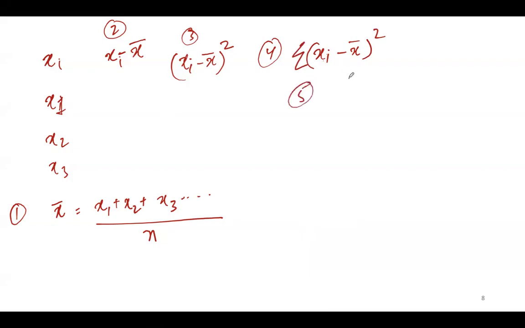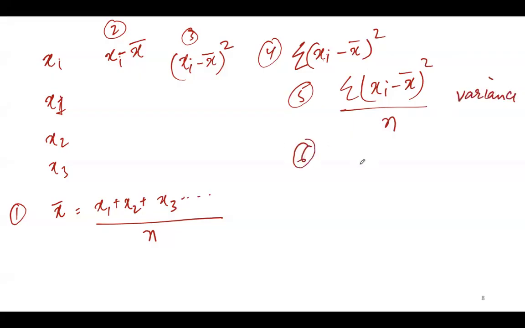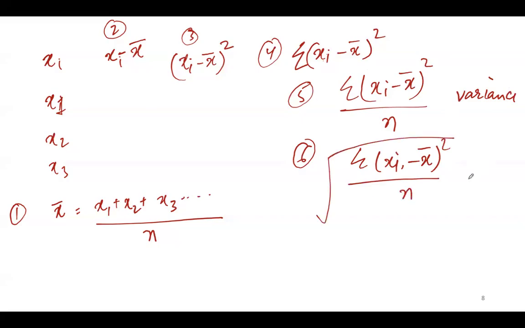And then the fifth step is whatever this value came, you divide it by n. Now this is going to give you the variance. And finally, for the sixth step, you can take a square root of this thing. And that's your standard deviation.